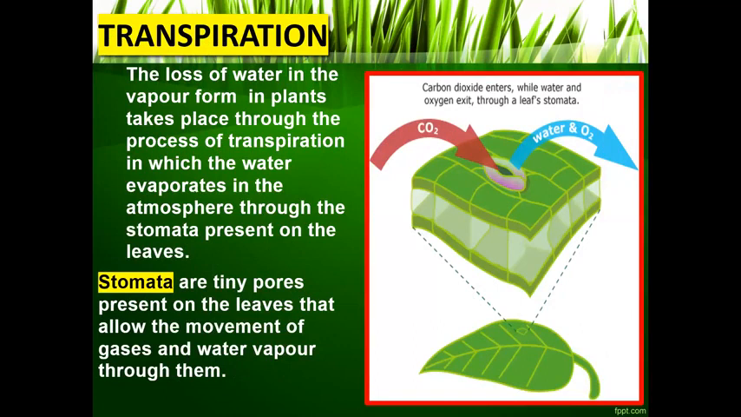Transpiration. The loss of water in the vapor form in plants takes place through the process of transpiration. Here, the water evaporates in the atmosphere through the stomata present on the leaves. What are stomata? Stomata are tiny pores present on the leaves that allow the movement of gases and water vapor through them.